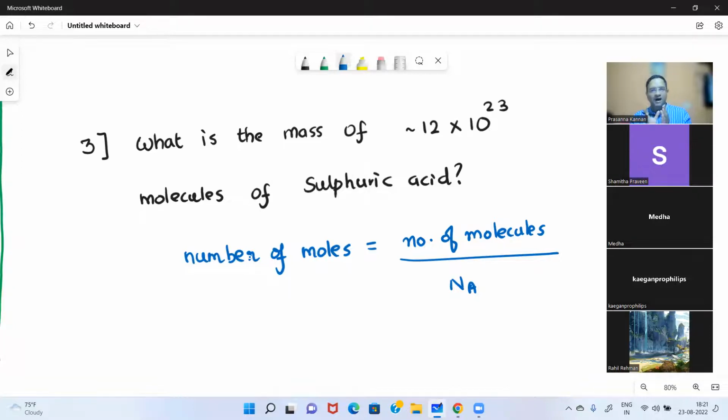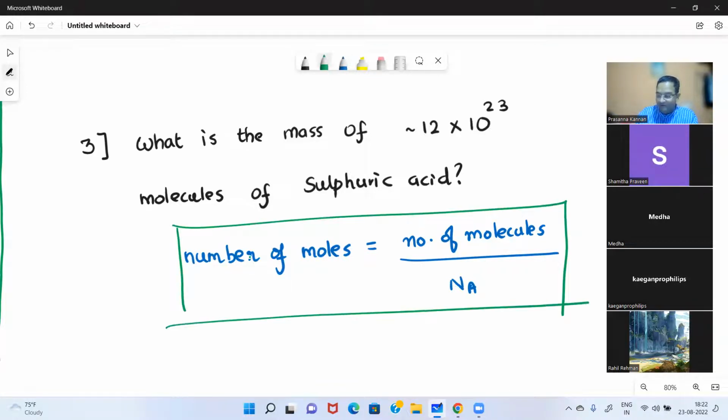Is it clear? So if I say 6.023 into 10 power 23 molecules are there of a particular compound, then I can be sure that there is 1 mole. Same calculation, right? So if accurately 12.046 into 10 power 23 molecules are there, then how many moles are there? 2 moles. Approximately if I have 18 into 10 power 23, then I have 3 moles. Suppose I have 24 into 10 power 23 molecules, then it is 4 moles. So how do I say it? Very simple. You can use this formula. If you're not able to think like that, you can use the formula and comfortably do it. So number of moles is given by the total number of molecules divided by the Avogadro number.